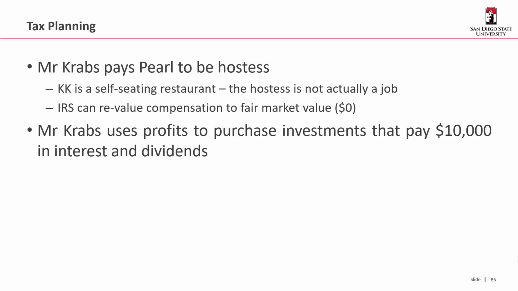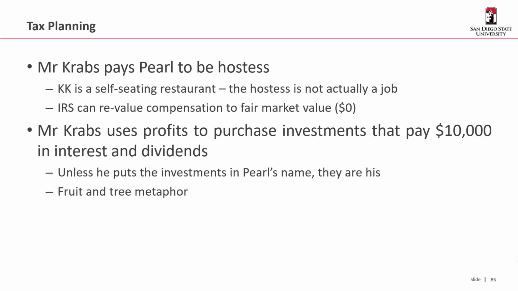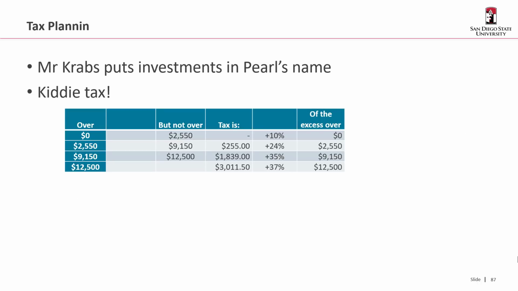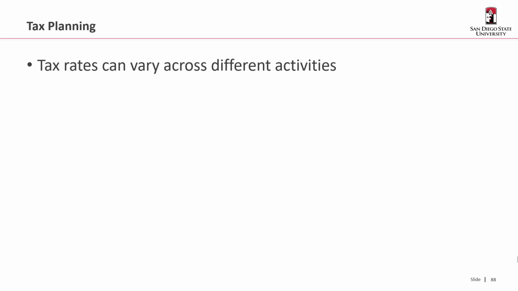So Mr. Krabs uses profits to purchase investments that pay $10,000 in interest and dividends. So unless he puts those investments in Pearl's name, they remain his. So this is this idea of assignment of income, and you just cannot assign income to someone by saying, oh, the interest and dividends belong to them. You would need to put the asset in that person's name as well. And this dredges up this fruit and tree metaphor that I can't imagine the book doesn't cover, because every tax book on earth does. And we know about the kiddie tax, so I'm not going to beat that up.